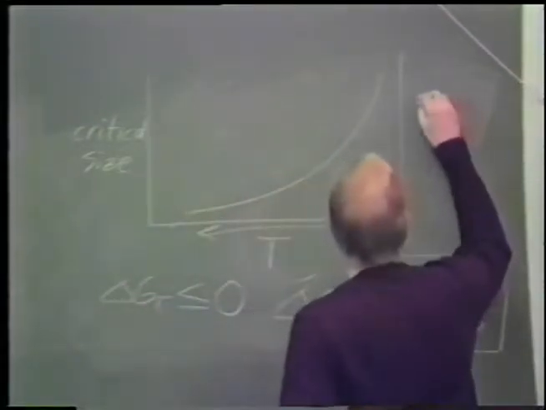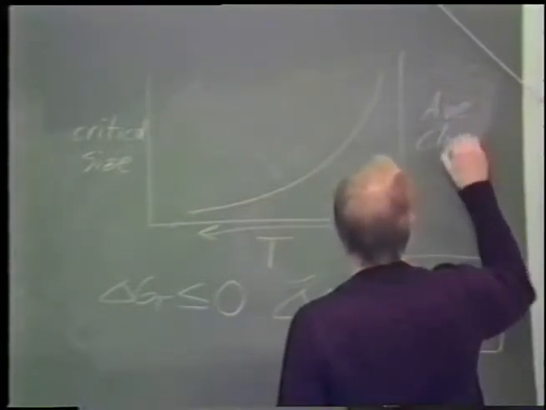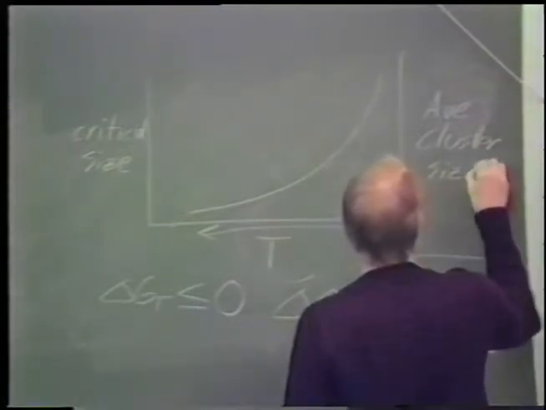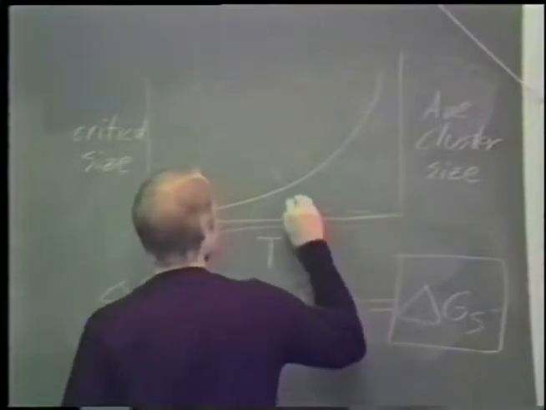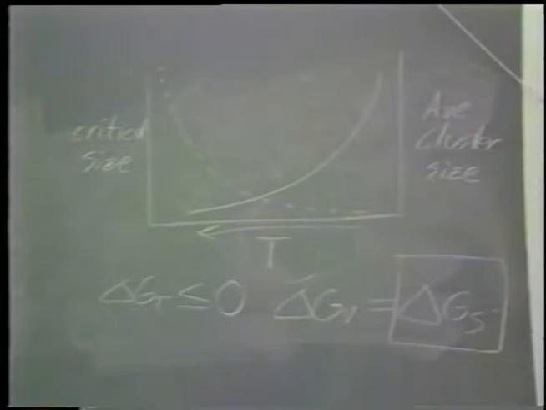And here we have the average cluster size. And as temperature goes down, the average cluster size goes up. The less energy there is in the system, the more likely it is that a cluster will be formed with a low energy relative to the rest of the system.